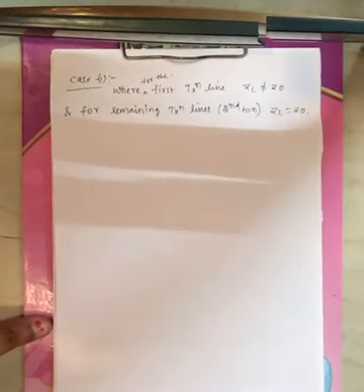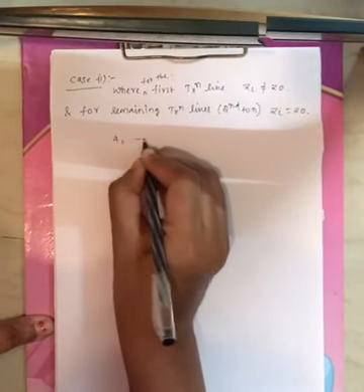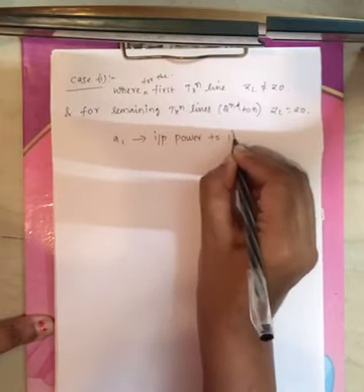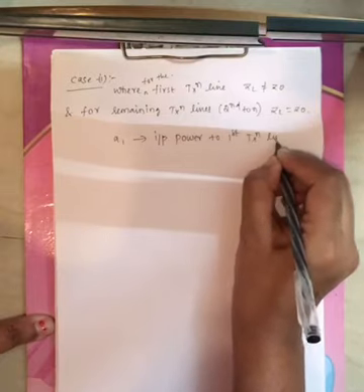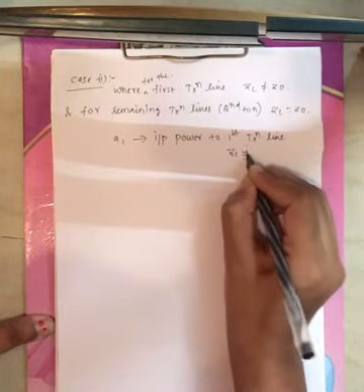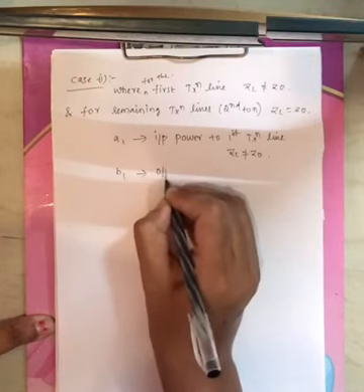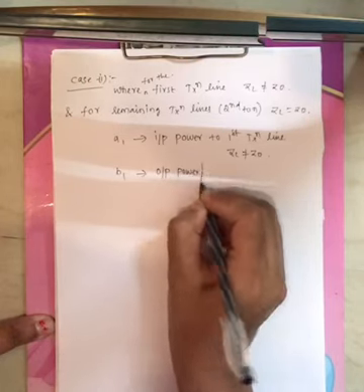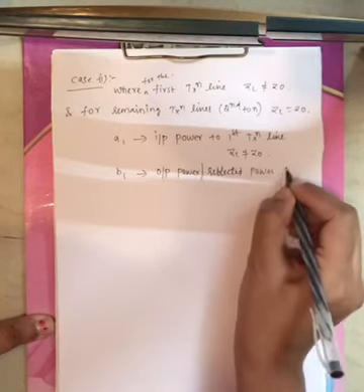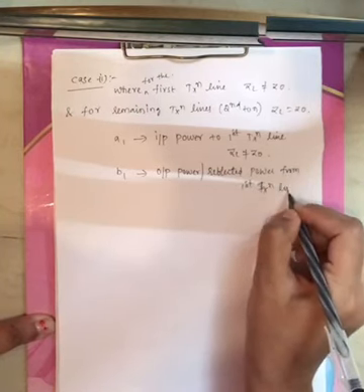Now the relation. A1 is nothing but the input power to the first transmission line, right? For the first transmission line ZL is not equal to Z0, so power will get reflected. Now B1 is nothing but the output power or reflected power from the first transmission line, right?